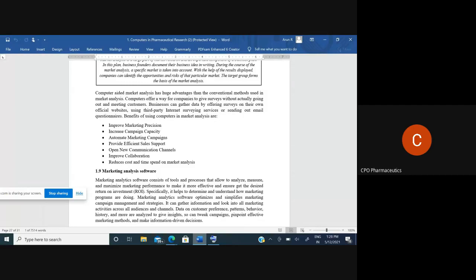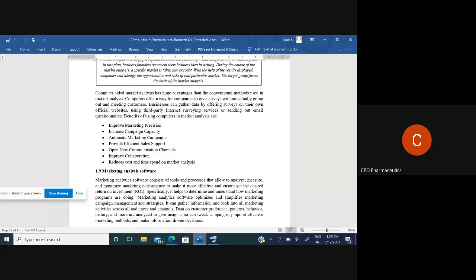Improved collaboration, and reduced cost and time spent on market analysis. Once we know everything, for example, you see in which region people are searching for this particular cosmetic more. Okay, this is again automatically analyzed. You will get the data which is automatically generated. This is known as ROI, which tells the return on investment.